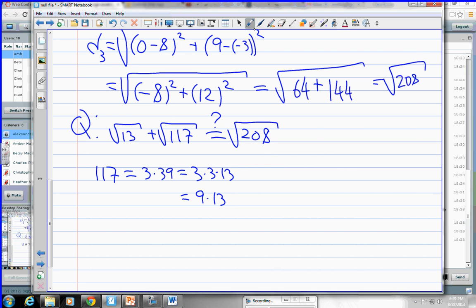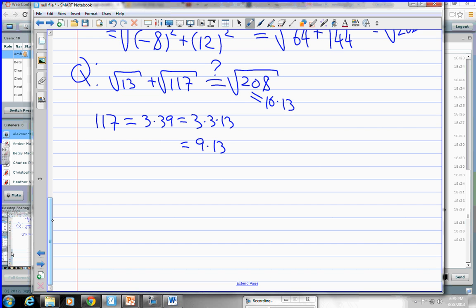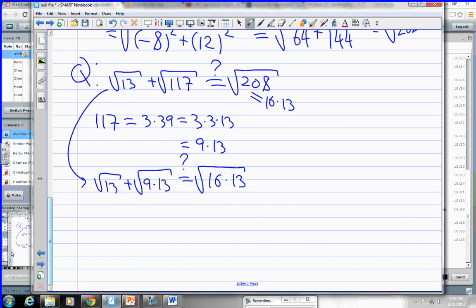Anyway, so good. This one will break down into 16 times 13. So really, this whole problem is square root of 13 plus square root of 9 times 13. Will that equal square root of 16 times 13? Well, square root of 9 will turn into 3, and square root of 16 will turn into 4. So all we have is square root of 13 plus 3 square roots of 13. Does that equal 4 square roots of 13?